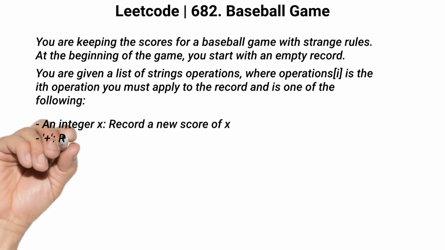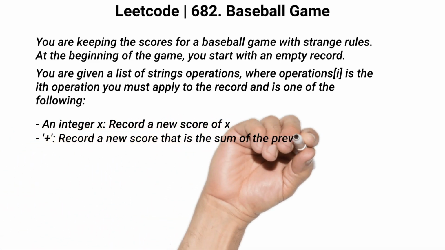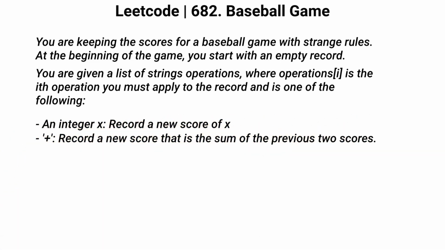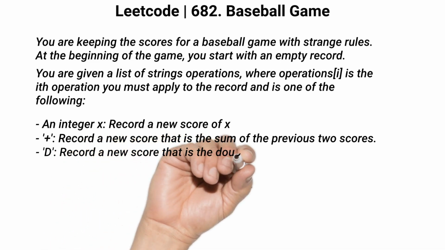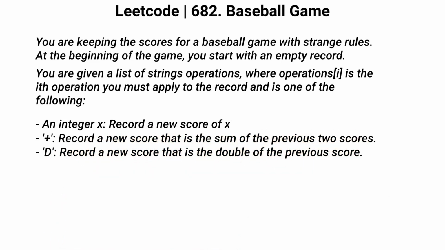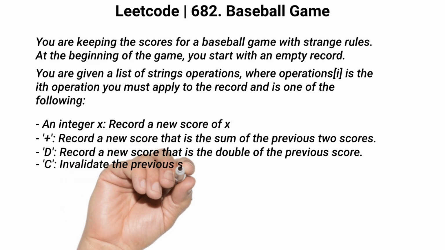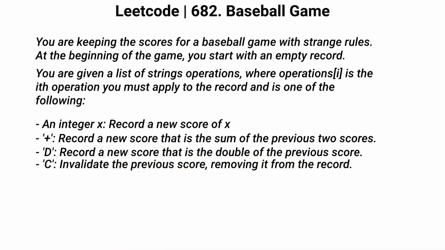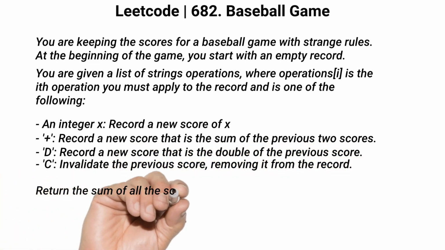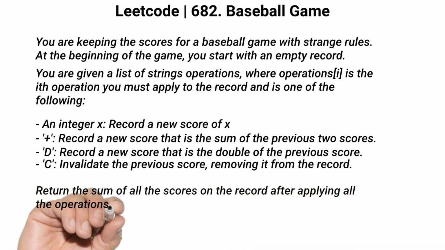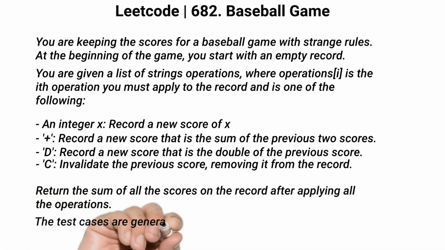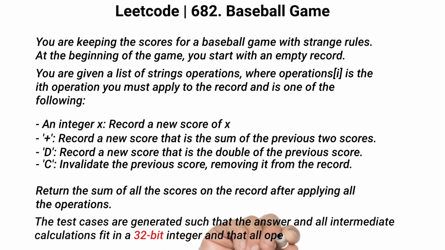record, and it is one of the following: an integer x, record a new score of x; plus, record a new score that is the sum of the previous two scores; D, record a new score that is double the previous score; and C, invalidate the previous score, removing it from the record. Return the sum of all of the scores on the record after applying the operations.